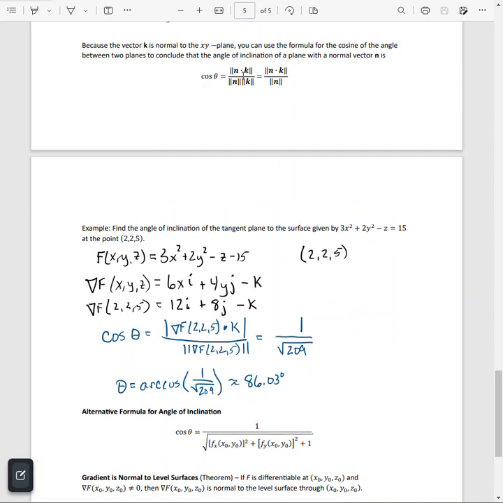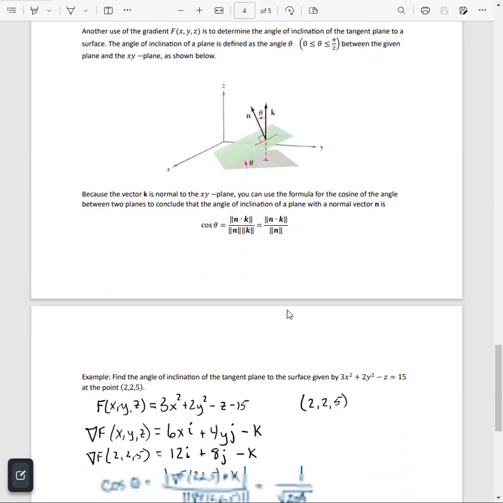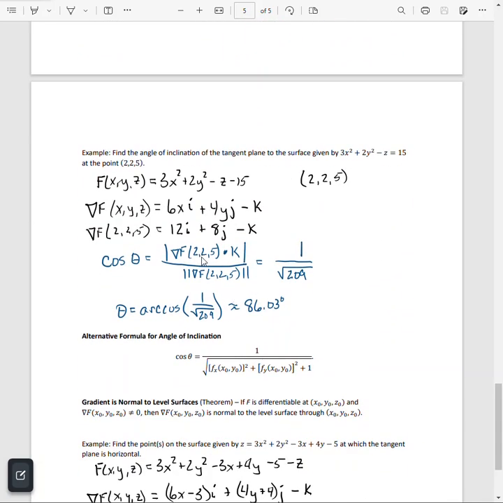Now, the normal dotted with k, we know that this gradient is normal to the surface. So we're going to use a dot product, but check it out. When we do the dot product, we have 12i plus 8j minus k, and I'm dotting it with k. So I'll have 12 times 0, plus 8 times 0, plus negative 1 times 1. Well, negative 1 times 1 is negative 1, and the absolute value of negative 1 is 1.